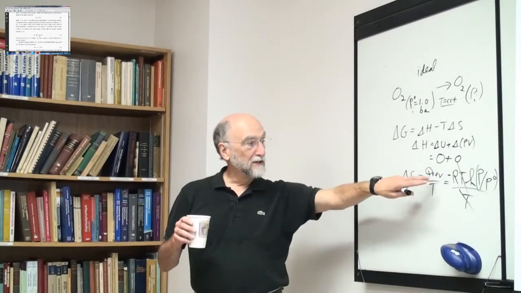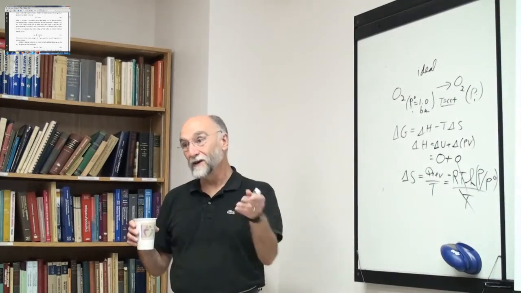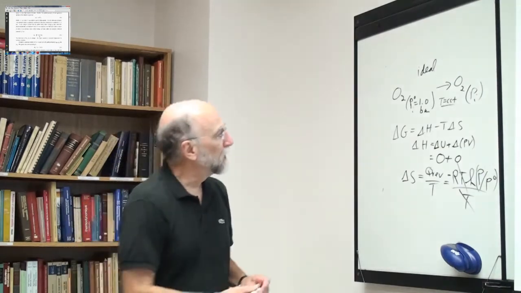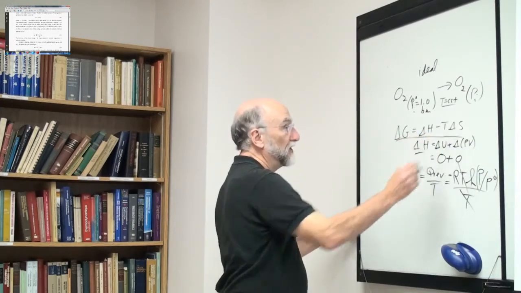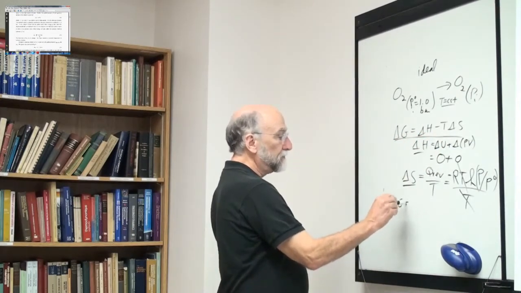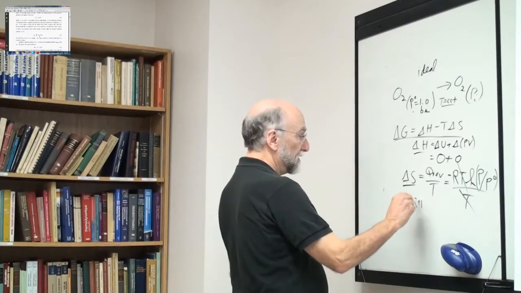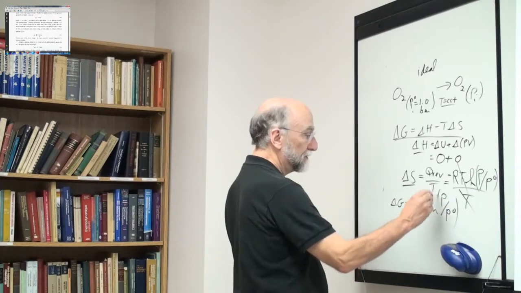The delta W reversible is RT log P over P naught. Q reversible is minus RT log P over P naught. So that gives us delta S. We have delta H. We say delta G is delta H minus T delta S. So delta G for changing the pressure of the ideal gas is RT log P over P naught.